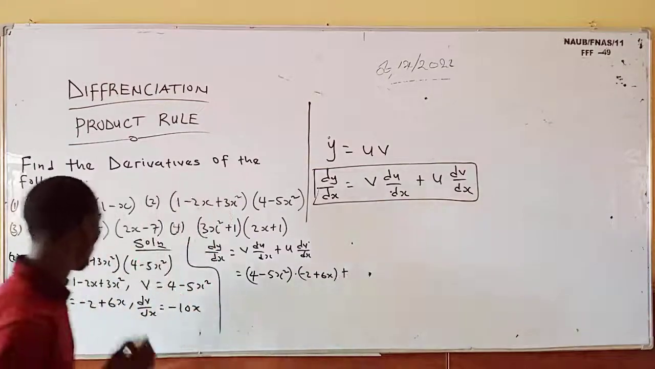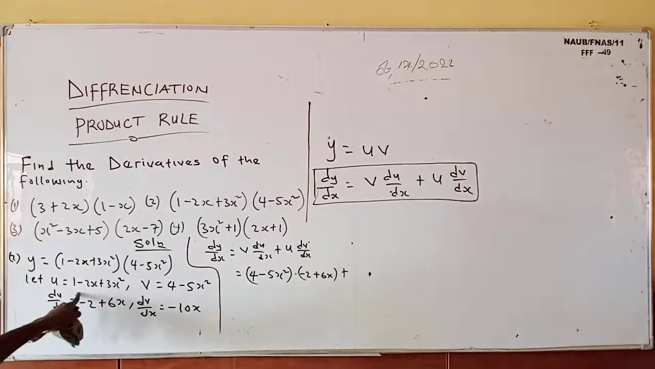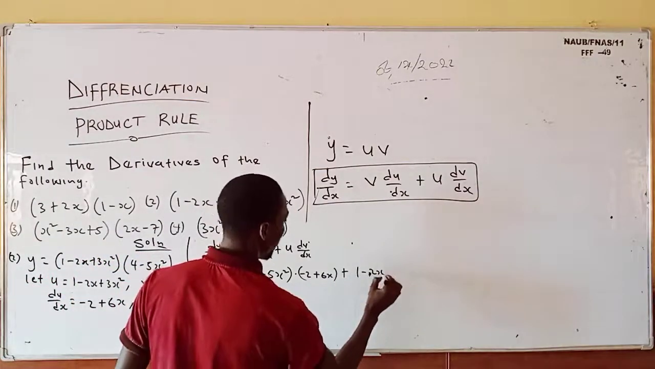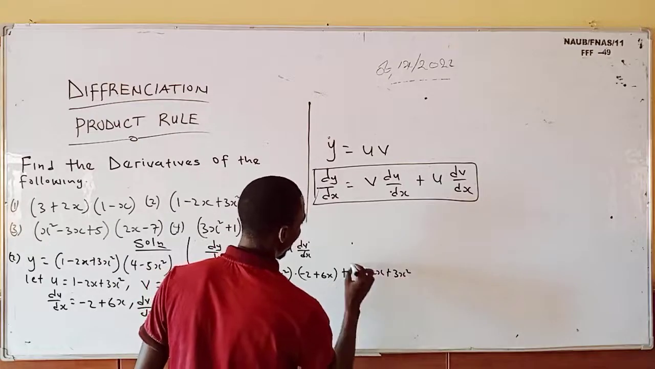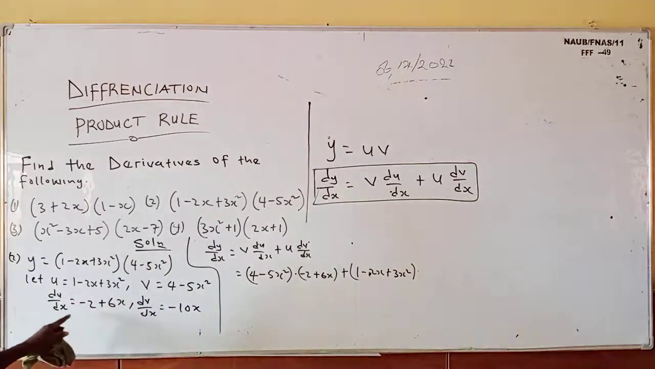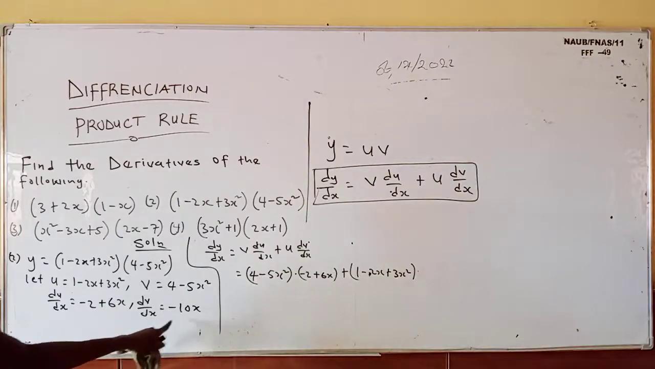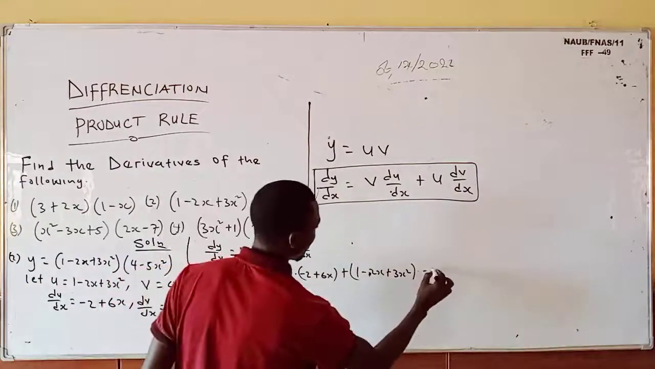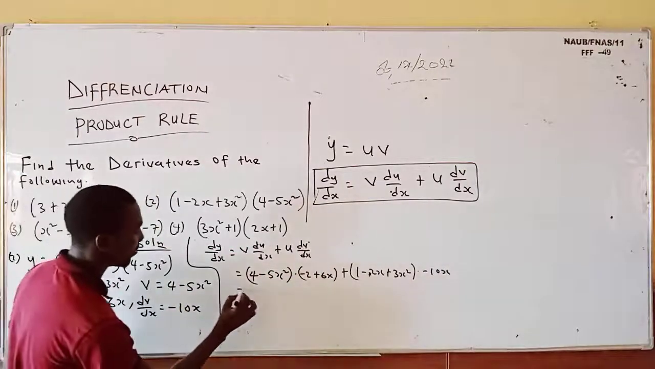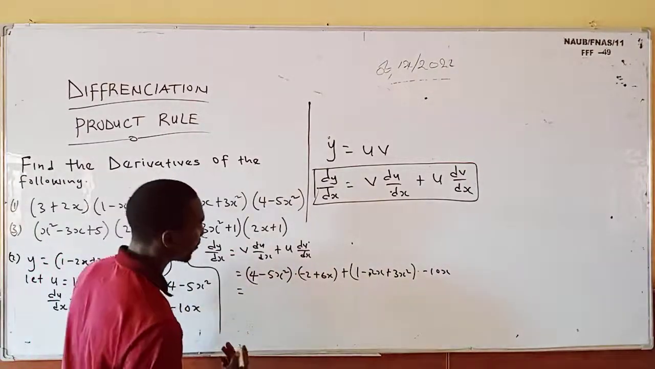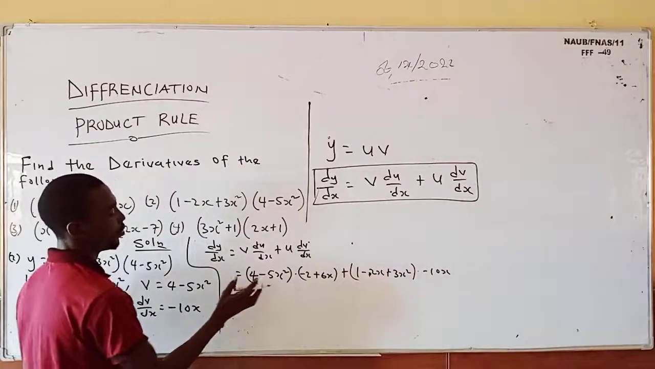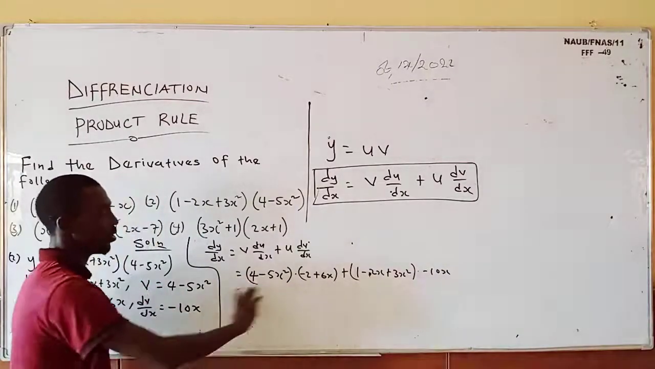What is u? U is 1 minus 2s plus 3s squared. How do you get this? Multiplied by dv ds. What is dv ds? This is dv ds, which is minus 10s. I hope you get that. So now the next thing is to clear the brackets. Let's clear the bracket. We use this to multiply this. I hope you know all these steps.